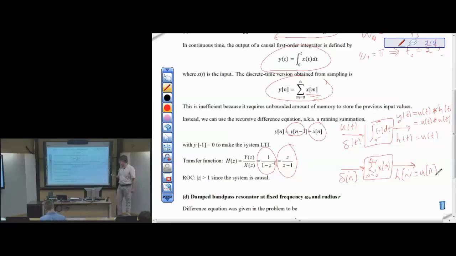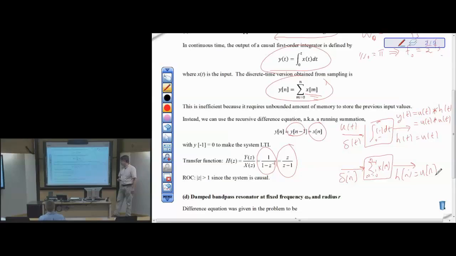I can get this by just plugging in the impulse signal and getting the response. I can do it in the time domain. Or what else can I do to get the impulse response?